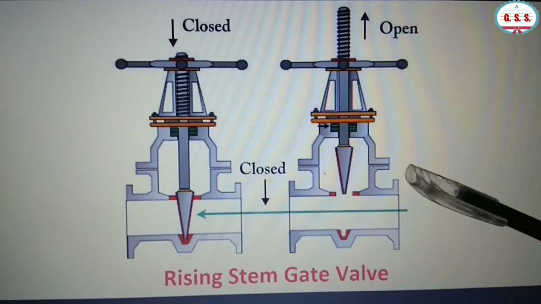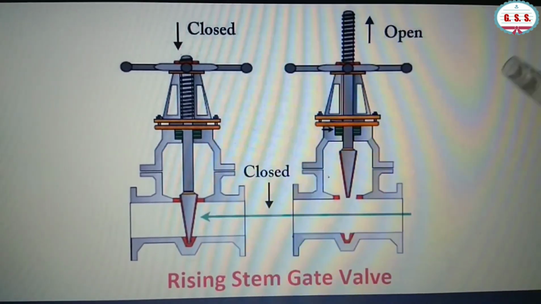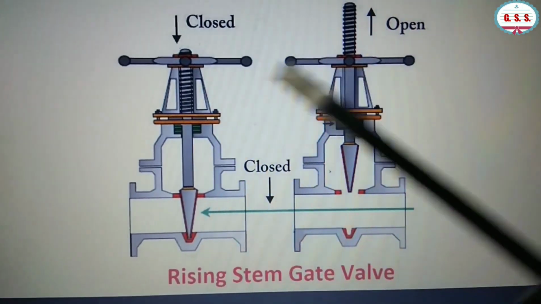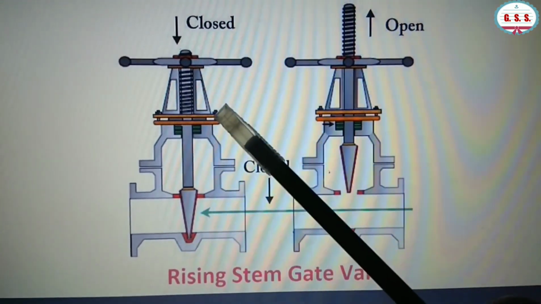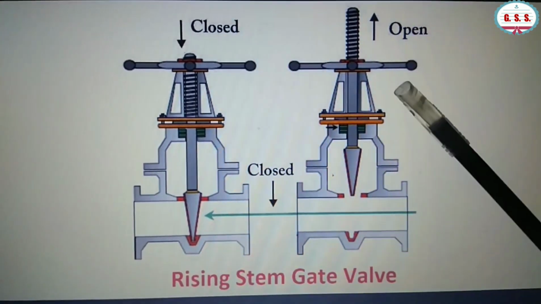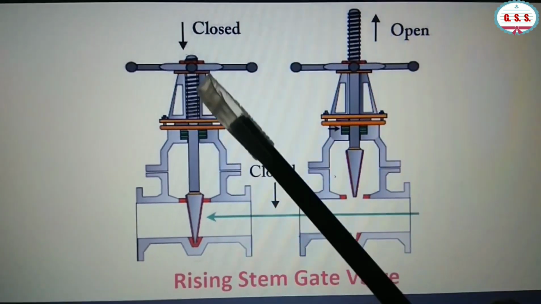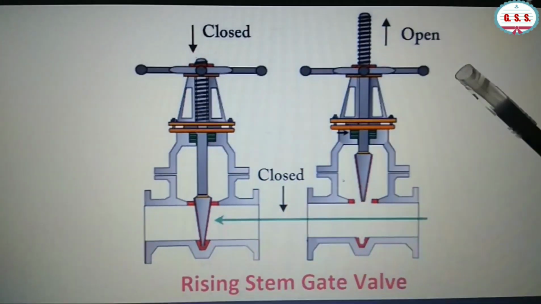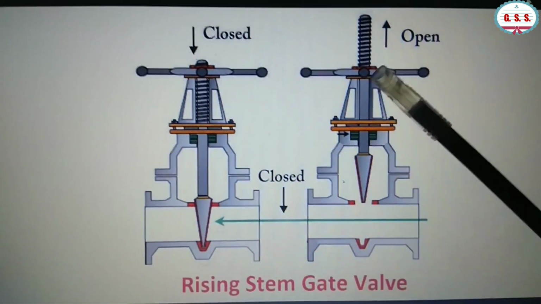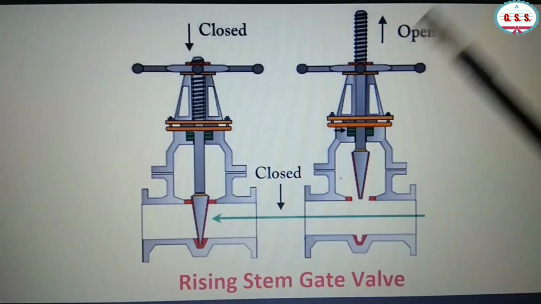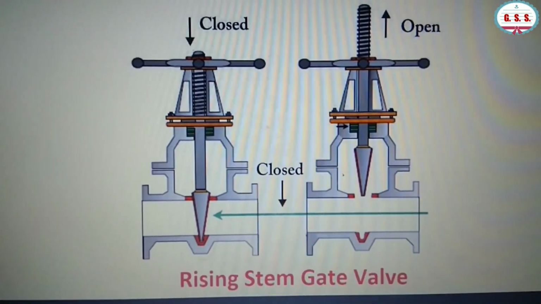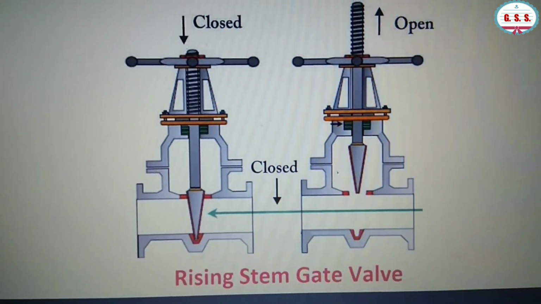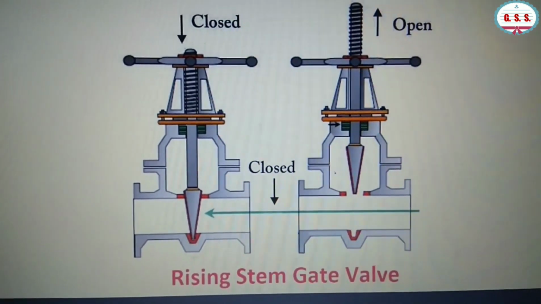That means for a rising stem gate valve, from outside visually you can see whether the valve is closed or valve is open. If valve is closed, then stem projection is minimum, you can see here, and if valve is open, then stem projection is maximum. So from outside, just by visually you can see whether the valve is open or closed.